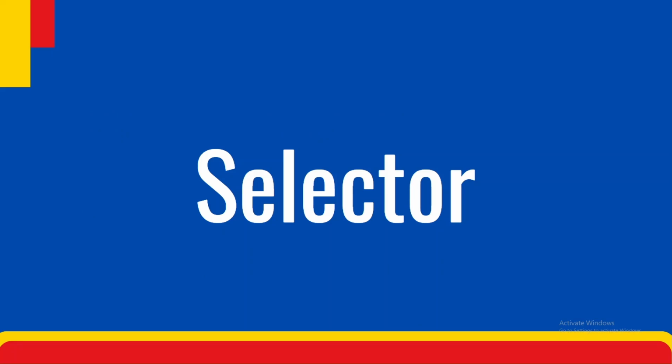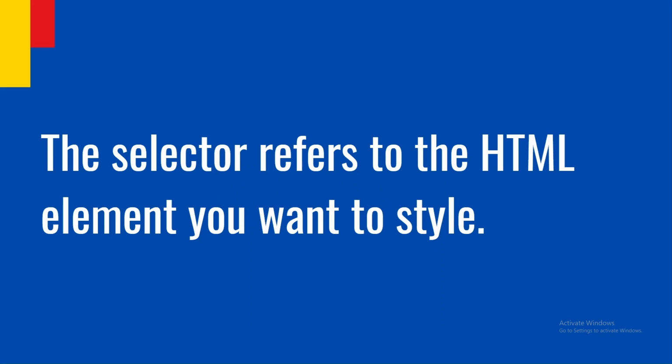So what is a selector when it comes to CSS? Now, because in your HTML document, you would have a lot of HTML elements, you would need to select the HTML element you would want to style. So a selector refers to the HTML element you would want to style. So this element can be a paragraph, it can be a heading, it can be a div. Any element in your HTML document that you'd want to style is called the selector.